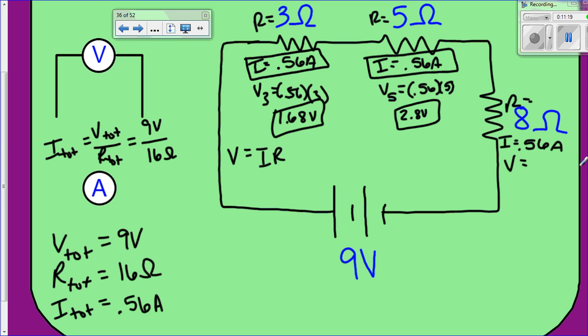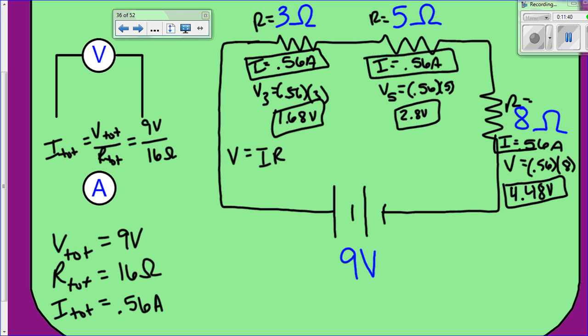And finally, let's do the same here. My current is 0.56 times my resistance, which is 8 ohms. And so 0.56 times 8 gives me my voltage drop across the 8 ohm resistor as 4.48 volts.